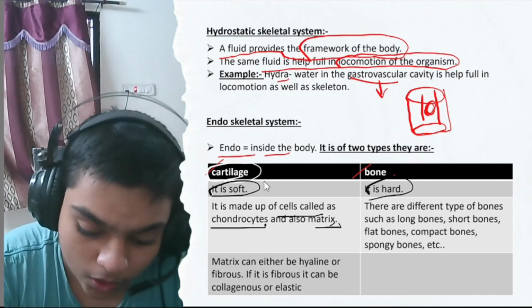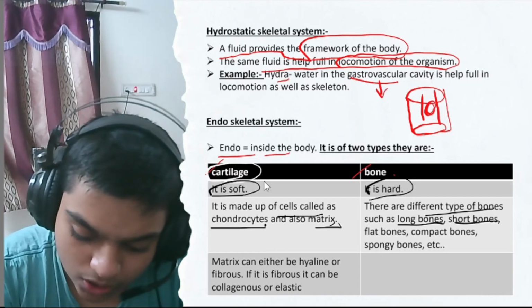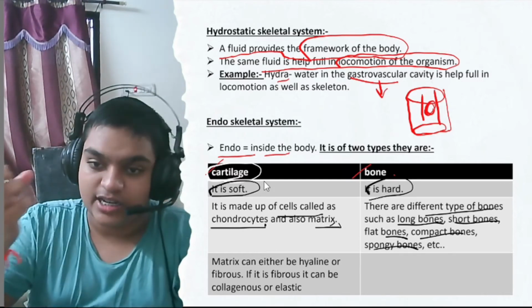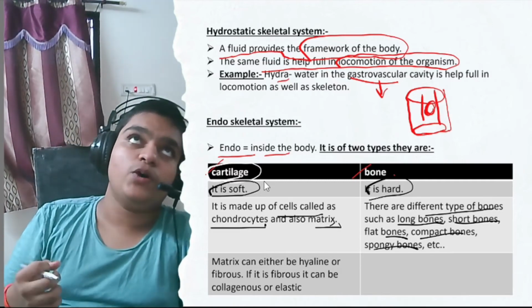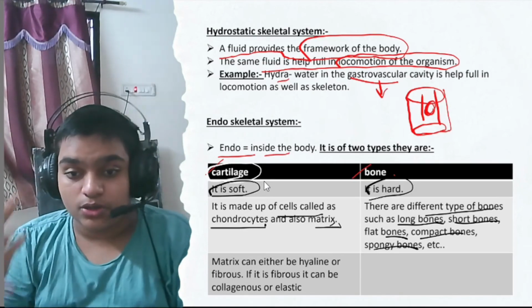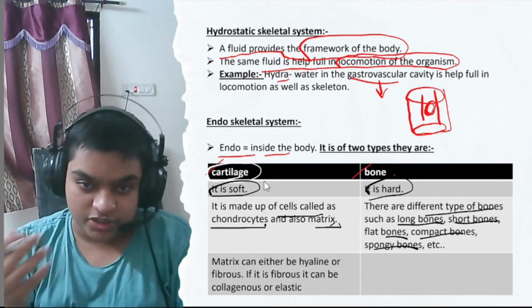Now, bone is of different types. It is long, short, flat, compact, spongy. Spongy bones are soft in nature. Spongy bone is present in the vertebral column. When we come to the vertebral column session, I will tell you about the spongy bone present there.